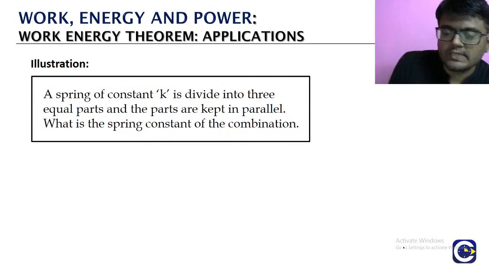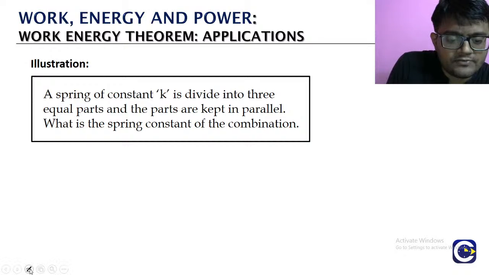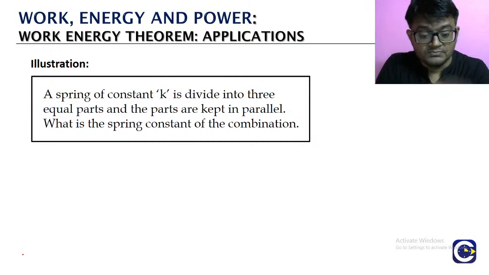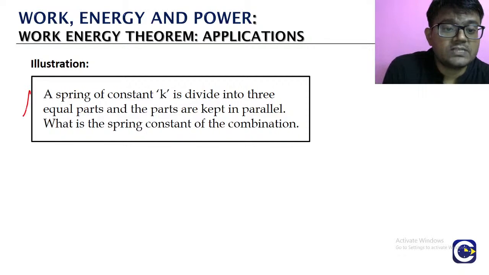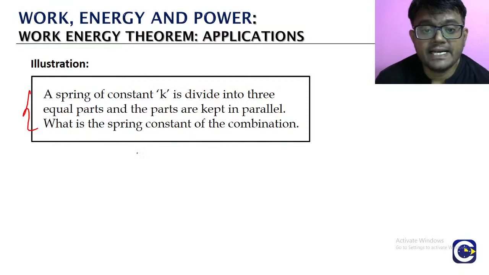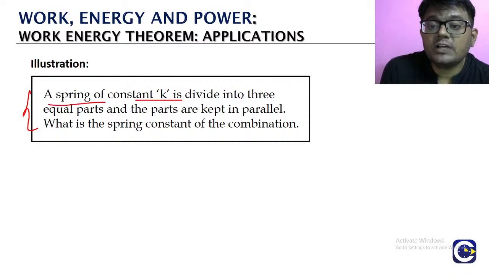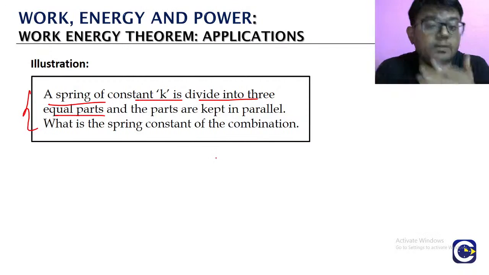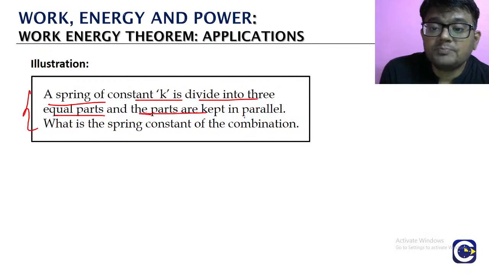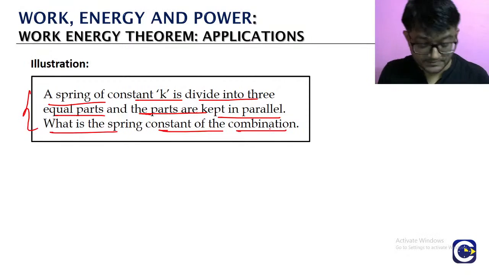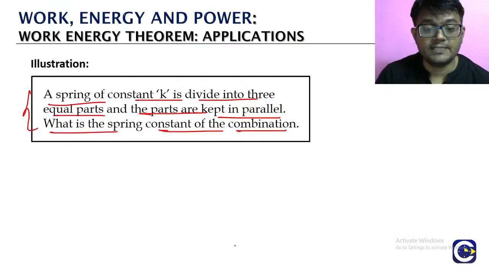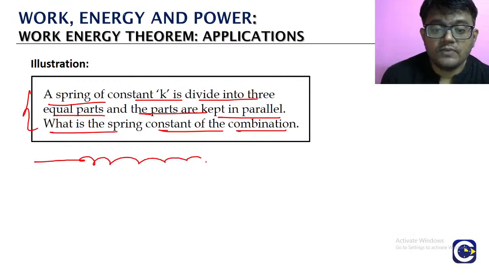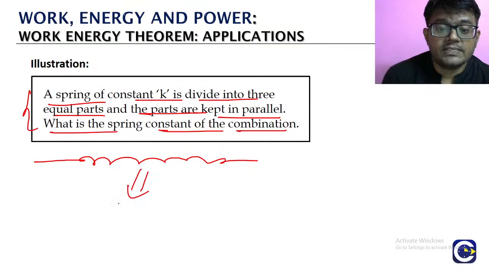Now we'll take a look at this question. This question involves both the series side as well as the parallel side. Look at this. A spring of constant K is divided into 3 equal parts, and these parts are kept in parallel. What is the spring constant of the combination? So there are two things we are doing here. First, we have a spring. We are cutting this into 3 equal parts.